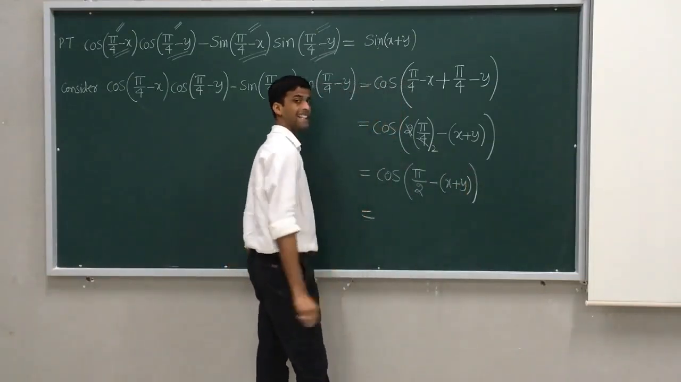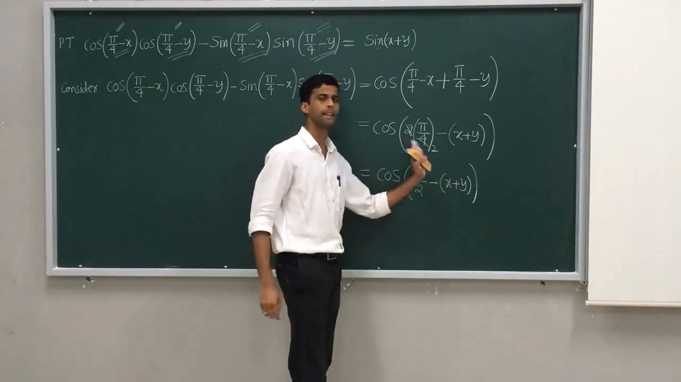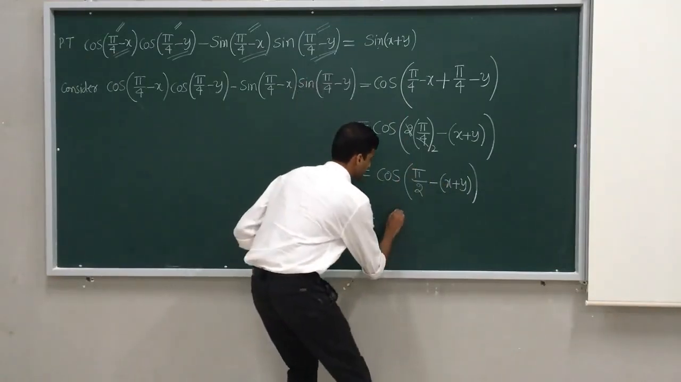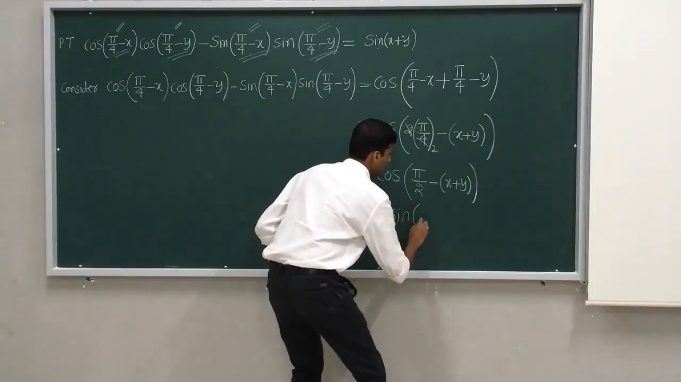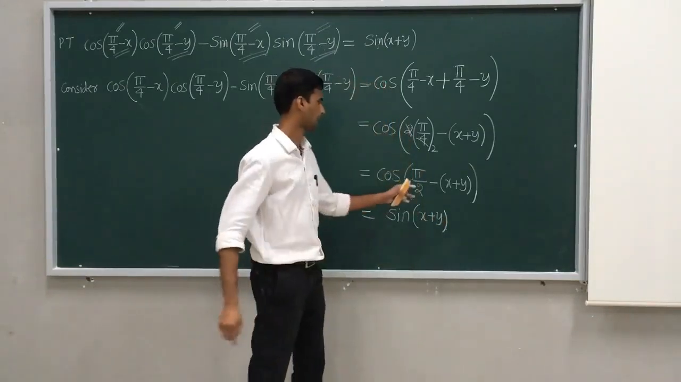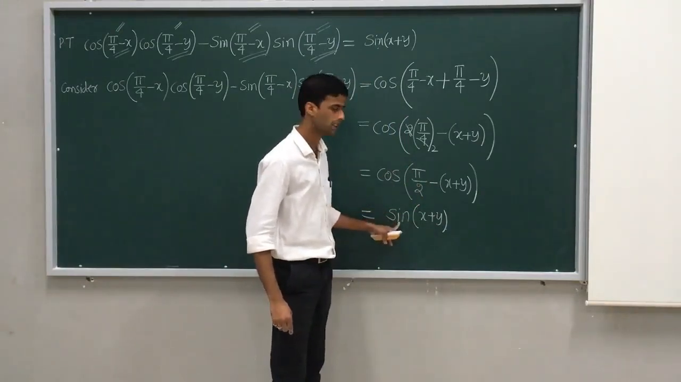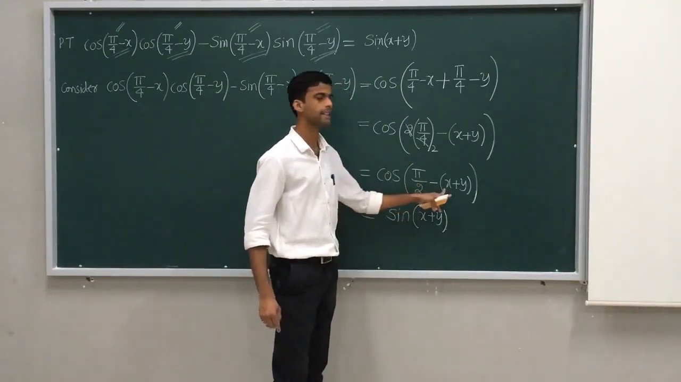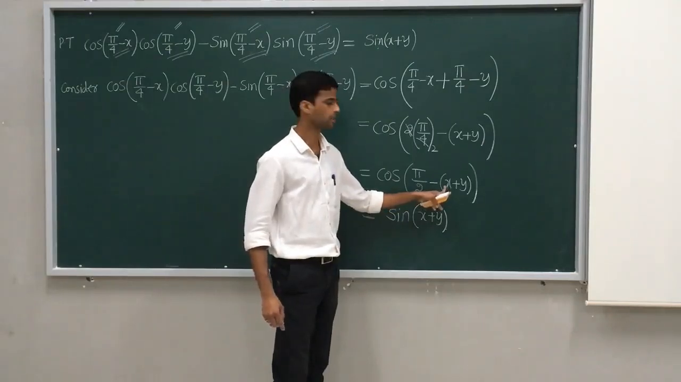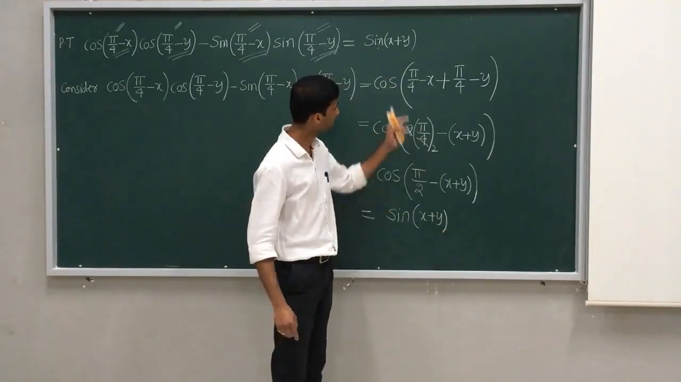And as per the ASTC scheme, cos of 90 minus theta, or cos of 90 minus something, is what? Sin of x plus y. That is my expectation. Because 90 is 1 into 90, 1 is odd, odd means the function changes to its co-function. It becomes sin, and 90 minus something means first quadrant where all are positive, therefore sin is also positive: sin of x plus y. As per expectation I got the answer.